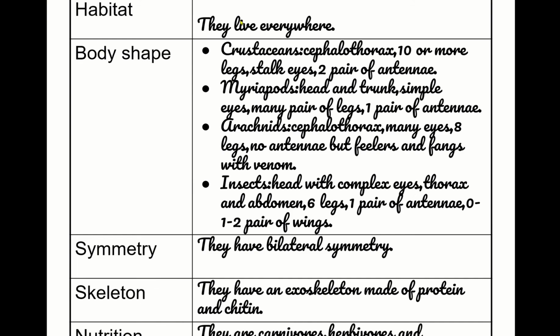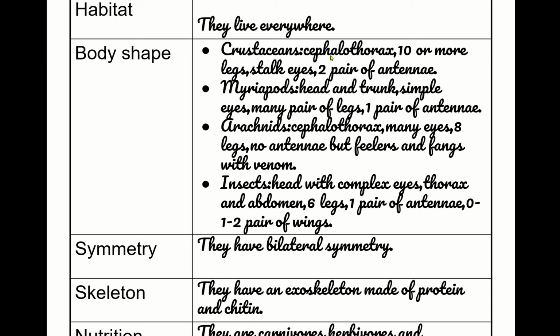Characteristics: they are very successful, so they live everywhere. There are many crustaceans, myriapods, arachnids, and insects. Depending on the group, they have 2 body parts, cephalothorax and abdomen, or they have 3 parts: head, thorax, and abdomen.